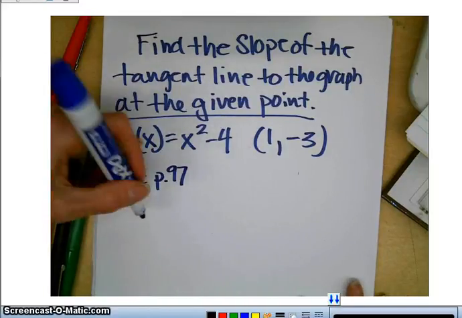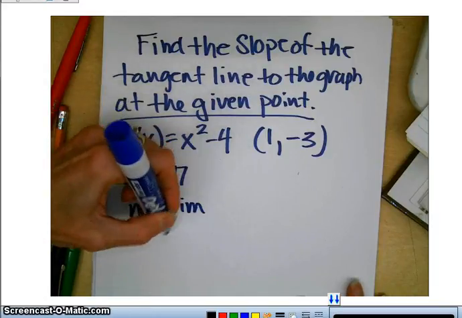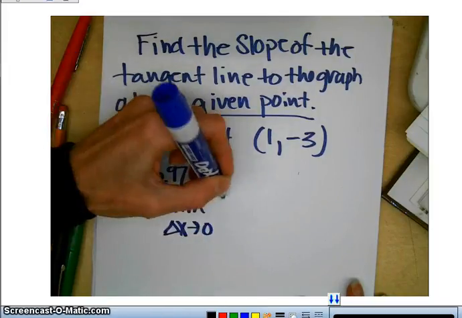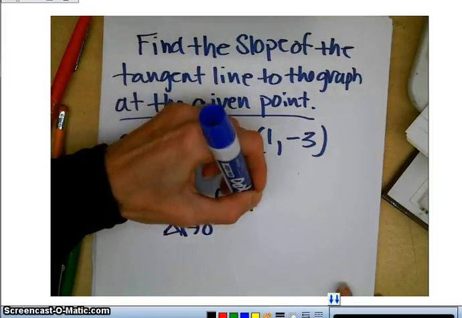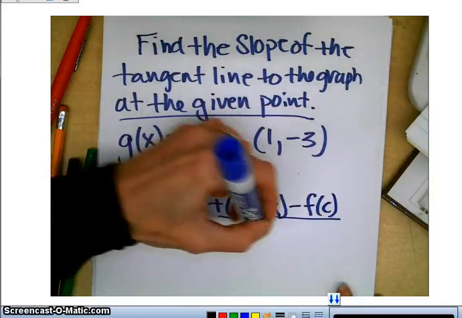So we use the part that says m is equal to the limit as delta x goes to 0 of f of c plus delta x minus f of c all over delta x.